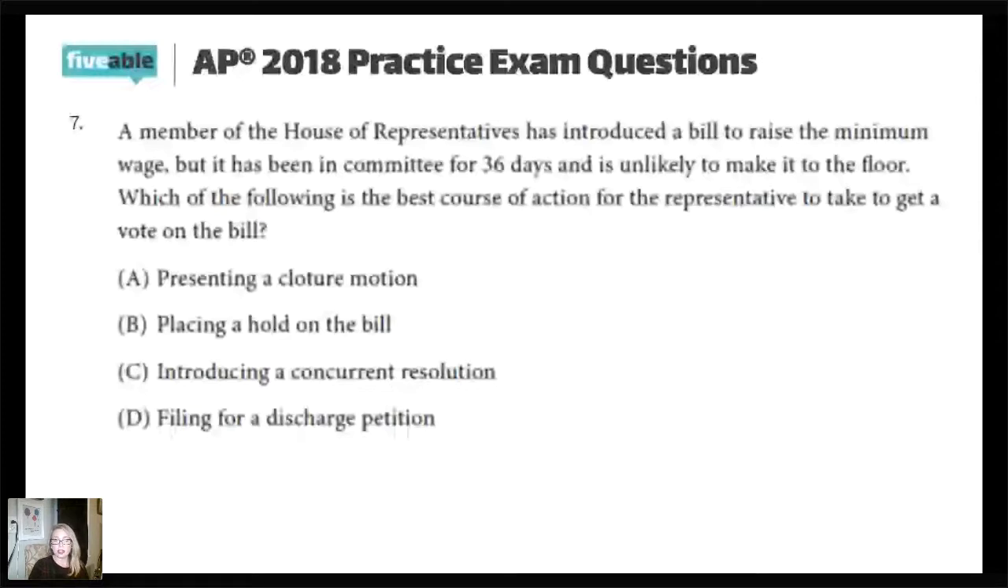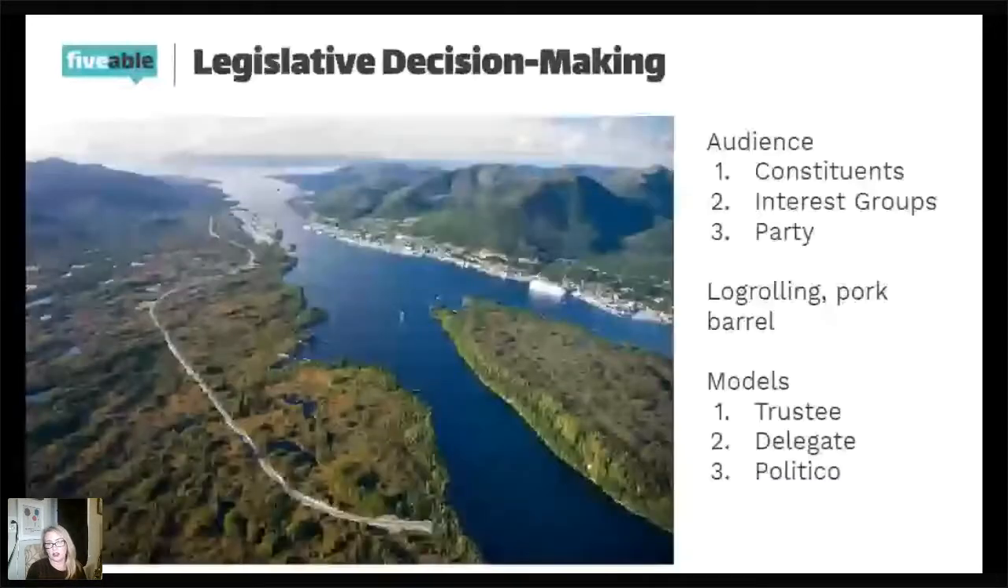So A is a good guess in that it closes the vote, but that is in the Senate, okay? And so this is for the House. And so the House can file a discharge petition to get it heard. Okay? So how legislators make decisions is they have to think about their audience.